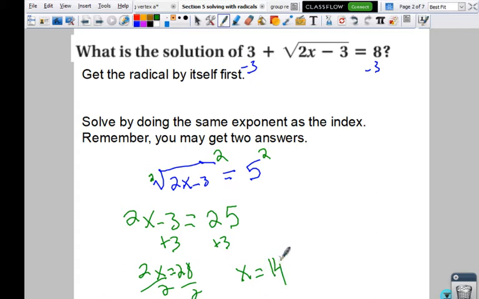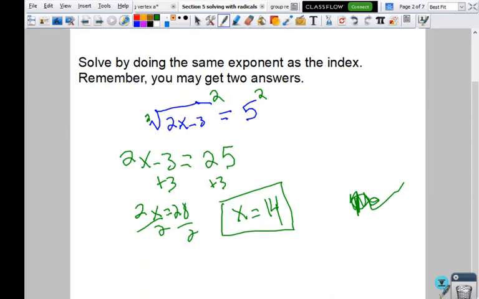Is that all we're doing today? Just about. Alright, and that's it. That's all you gotta do on these. You get the radical by itself, then you do the opposite of the radical, and then go from there. And this is basically all we're doing today. We are going to have to go from exponential to radical form and radical to exponential form a little bit, but nothing major. Make sure everybody has this down first, though.